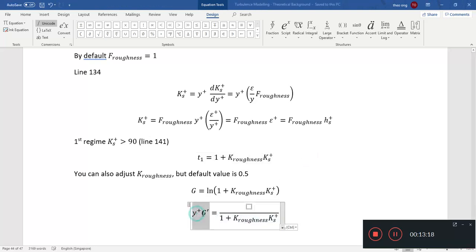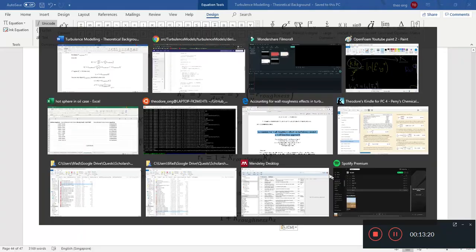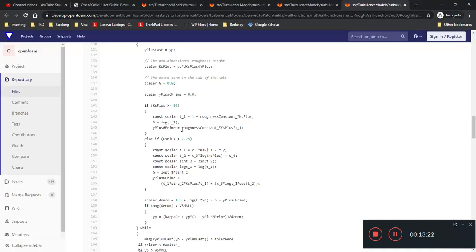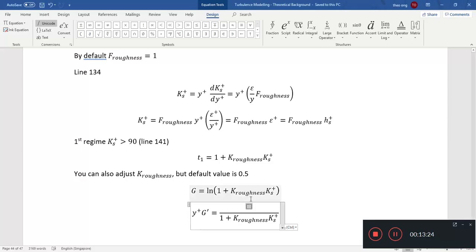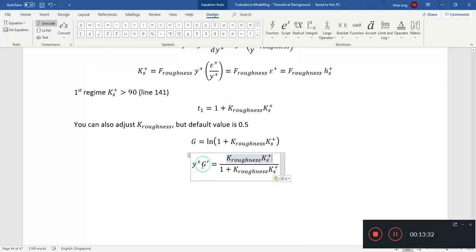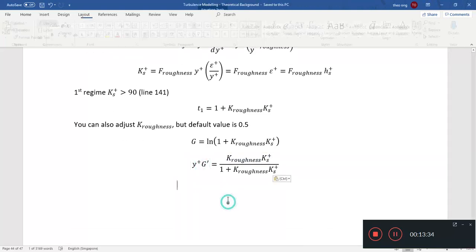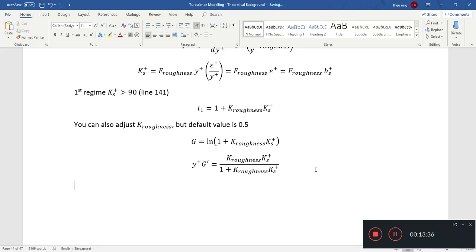I don't know what this is yet, but we'll find out shortly, hopefully. Roughness constant times ks plus. Okay, there we go. So we don't know what this G prime is yet, so we have to dig into the code. What relevance are G and G prime? I don't know yet. Let's keep looking.